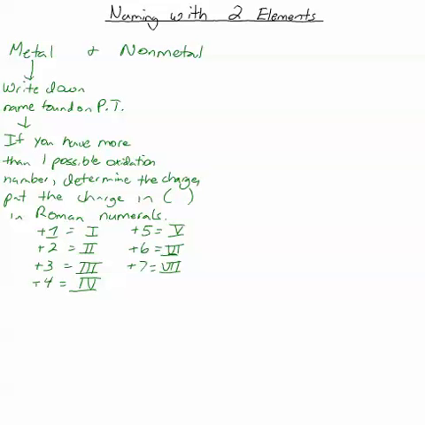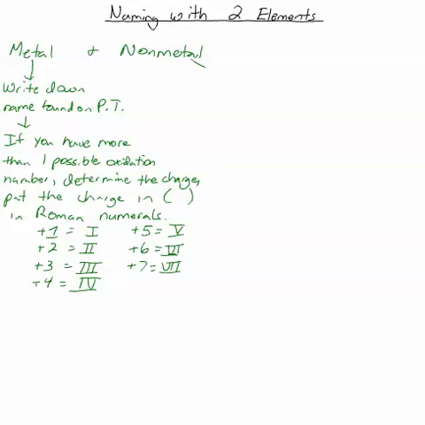No, I'm just kidding. So if you've got a metal, write down the name that's found on the periodic table, and then check. If you got more than one possible oxidation number, you need to follow it up with the parentheses so you can figure out the charge and put that charge into the parentheses in Roman numeral form. I'll show you an example here in just a second.